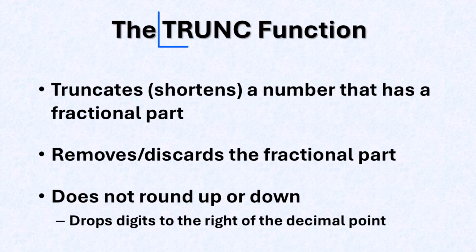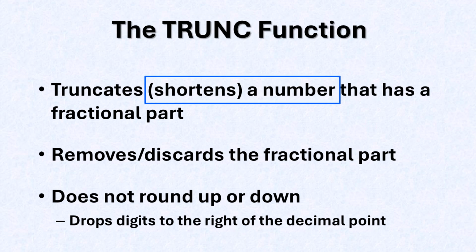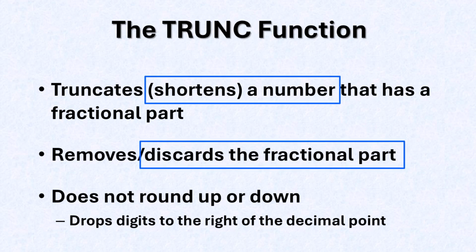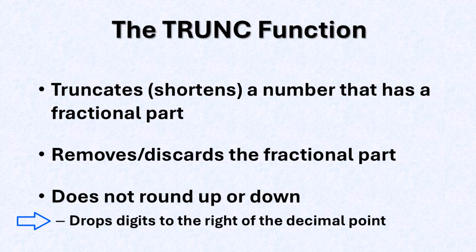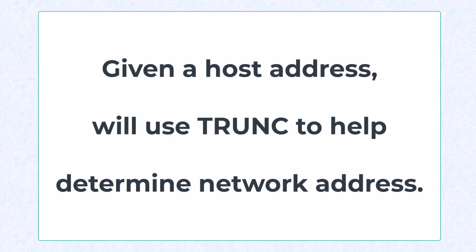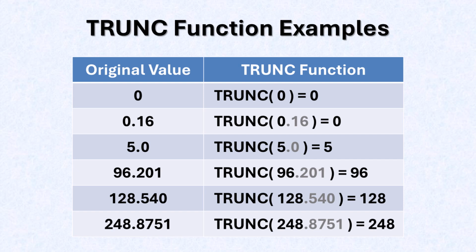Before proceeding, let's briefly describe the trunc function. It shortens a number by removing or discarding the fractional part. It does not round up or down, it simply drops the digits to the right of the decimal point. Given a host address, we will use the trunc function to help determine the corresponding network address. Here are some examples of how the trunc function works. The answer is always an integer.